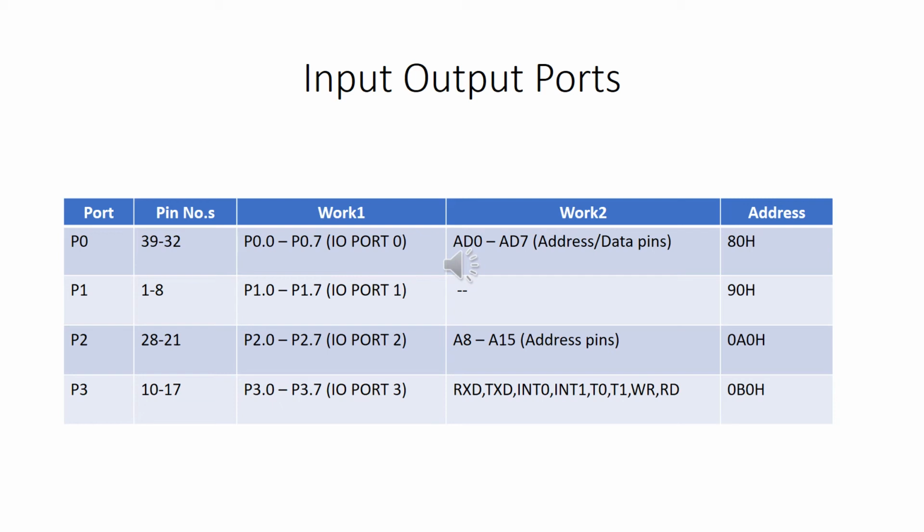As I said in the earlier slides, P1 is used only for the purpose of input-output ports, whereas the other ports can be used for different purposes. That is, they are multiplexed. For example, P0 works as address or data pins, P2 works for address pins, and P3 works for the control signals. The addresses of these ports are given as it is. It is easy to remember. You just start with 80, 90, A0, B0. So in short, it is 80, 90, A0, B0.